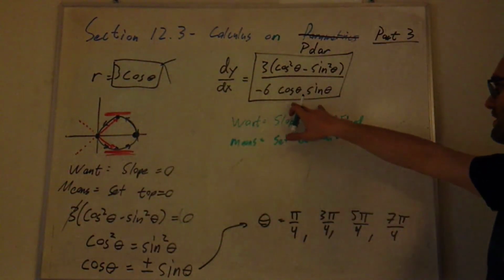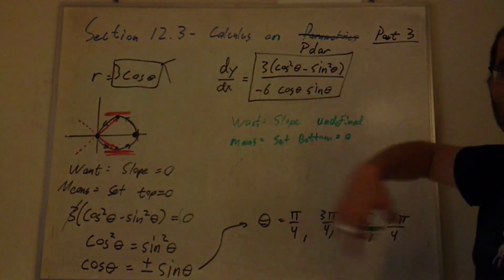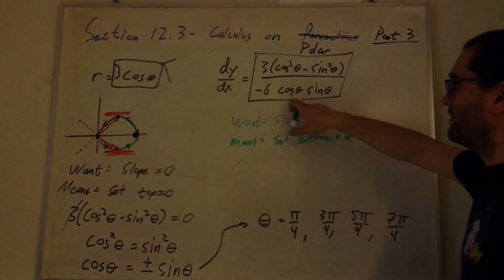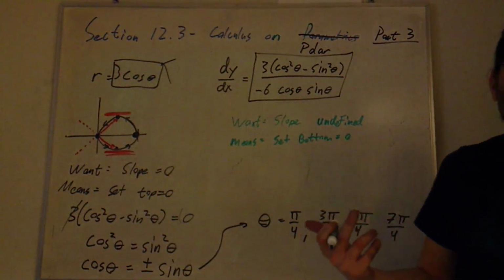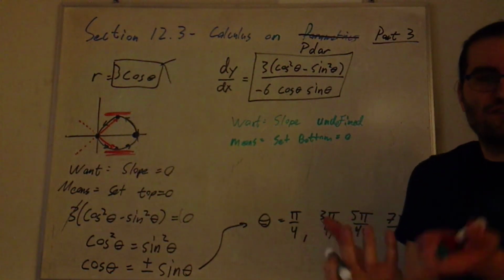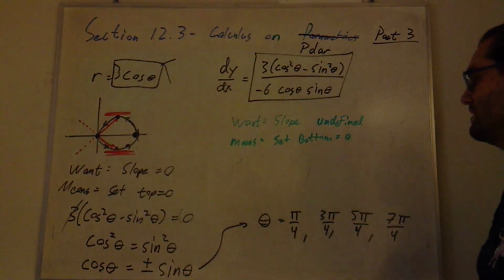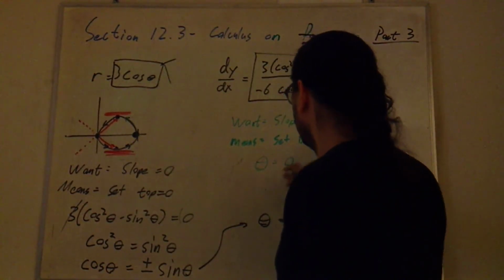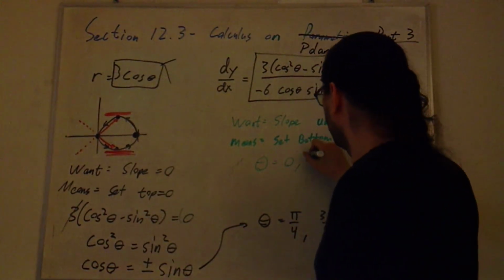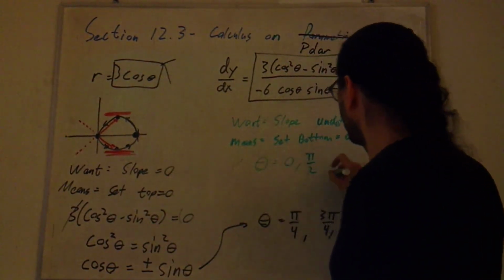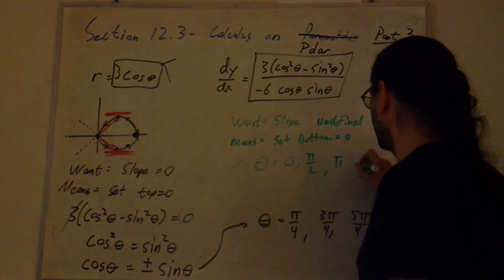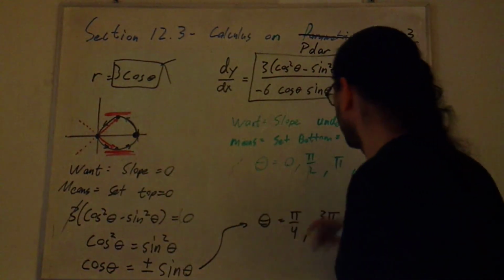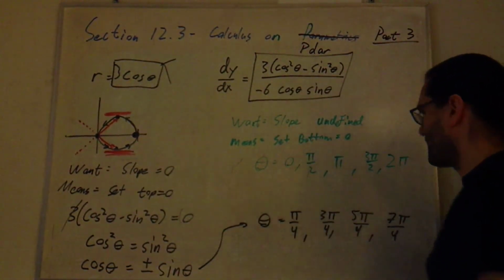The bottom is effectively a cosine times a sine, and if I want that to be 0, I just need one of them to be 0. It's like a pre-factored polynomial. It's already in two pieces. You just need to set one of them equal to 0. And that is definitely going to happen at 0 makes the sine 0, pi over 2 makes cosine 0, pi makes sine 0, 3 pi over 2 makes the cosine 0, and then I'm back to 2 pi.